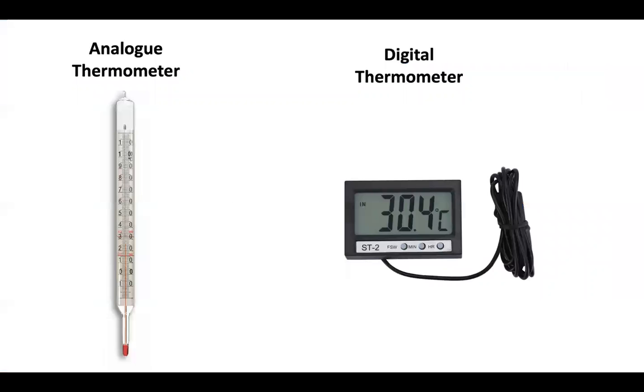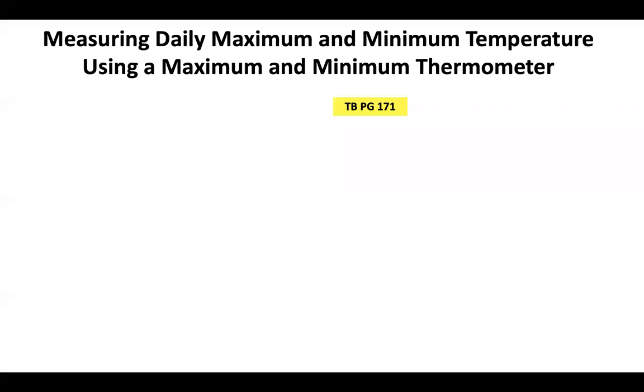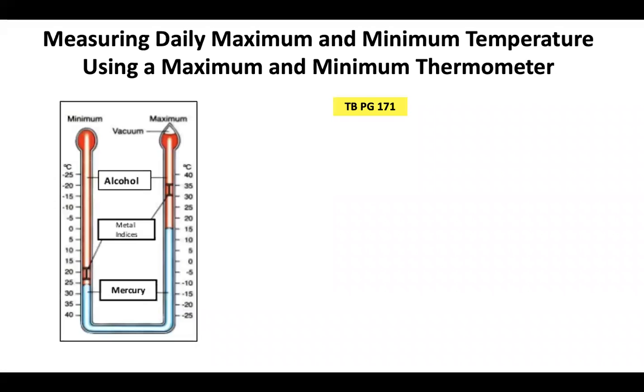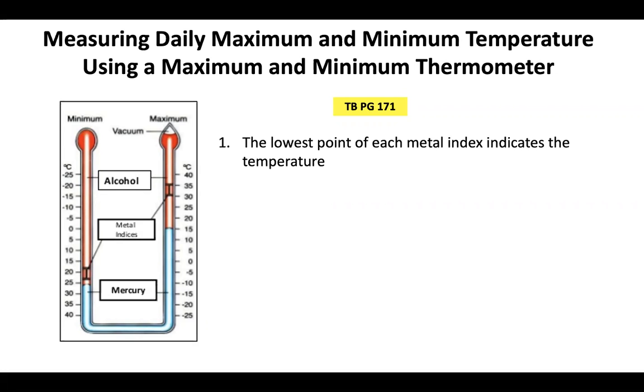Temperature can be measured using an analog thermometer. This is a traditional glass thermometer filled with mercury or alcohol. Temperature can also be measured using a digital thermometer. To measure maximum and minimum temperature, we use a maximum and minimum thermometer. It consists of a minimum thermometer on the left and a maximum thermometer on the right. There are also metal indexes in the thermometer. The lowest point of each metal index shows the temperature.